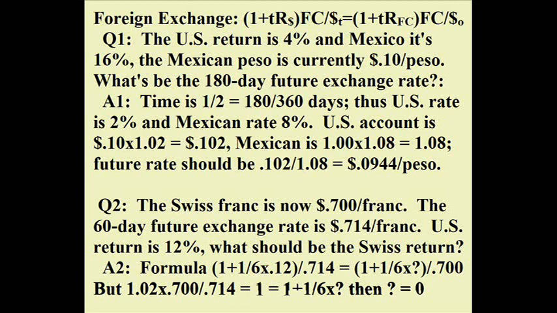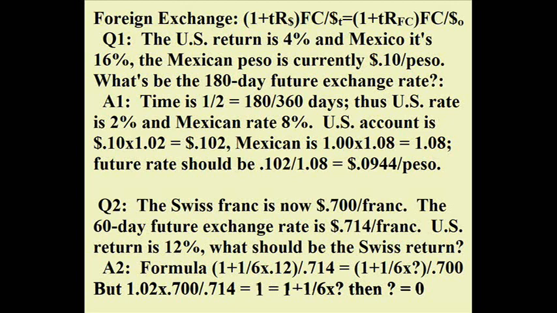In the case of the U.S. return, say, being 4%, the Mexican return is 16%, we currently have a peso worth 10 U.S. cents, and we want a 180-day future exchange rate. That's about a half a year. So we're going to take half of those 2 rates of return. So the U.S. rate is now 2%. The Mexican rate is 8%.